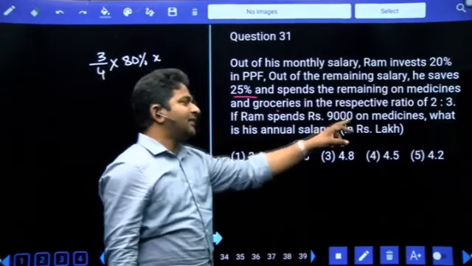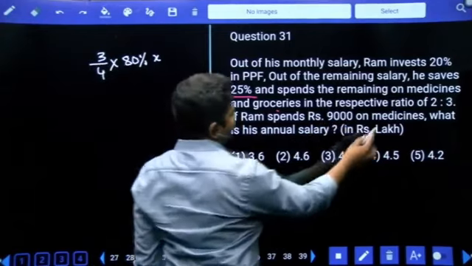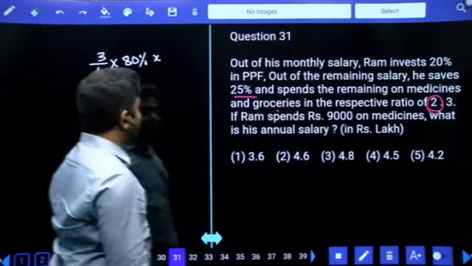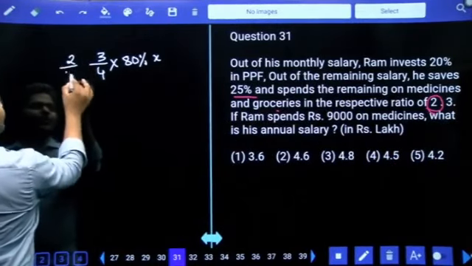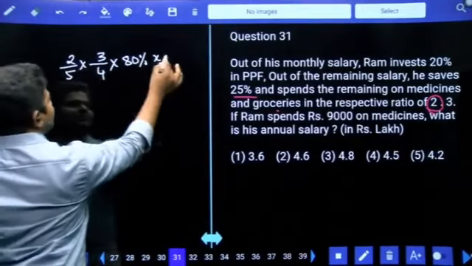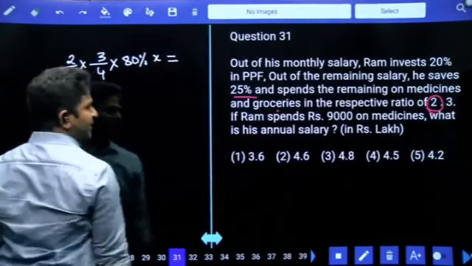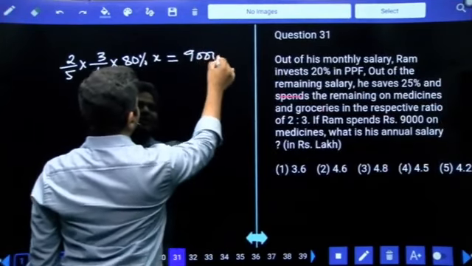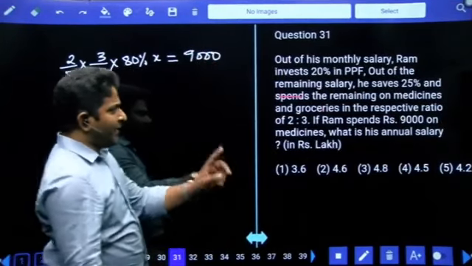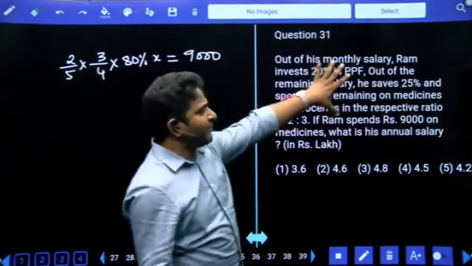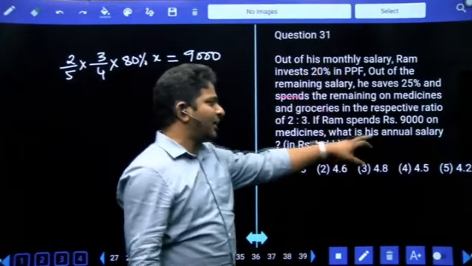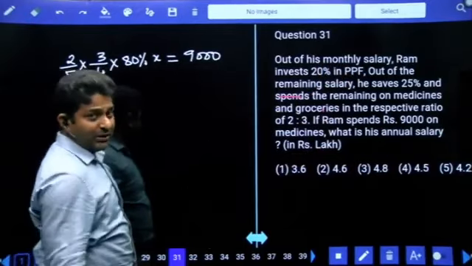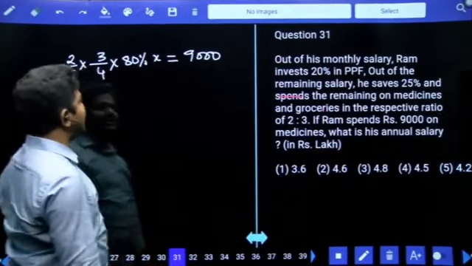If Ram spends 9,000 on medicines, he is spending 2 parts out of total 5 parts. So 2/5 of this number is given as 9,000. What is the annual salary? Be careful. Here data is given for monthly and your question is about annual. After getting the monthly salary, you have to multiply it with 12 to get your annual salary.